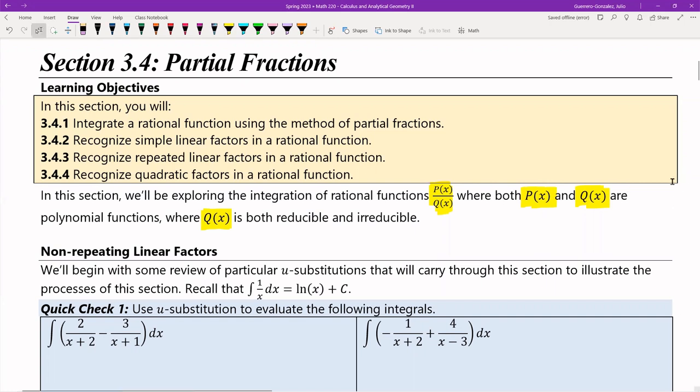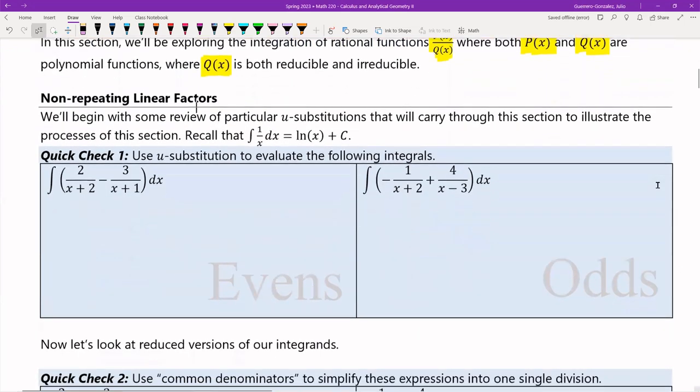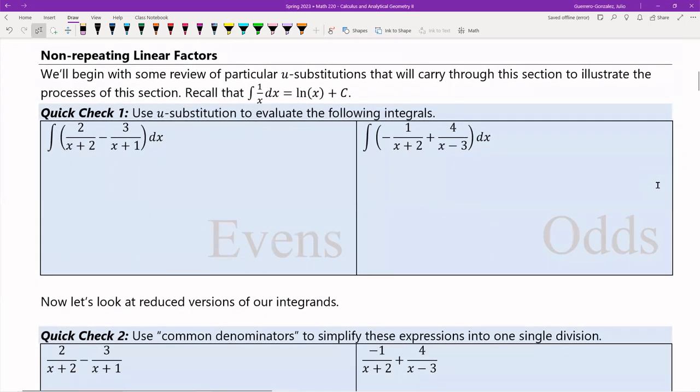Right off the bat, I'm going to have you do a quick check. This one deals with just non-repeating linear factors. So these are supposed to be really quick right now. At this point, it's a simple U substitution, and they're all going to have a bunch of ln's in it. So go ahead, try these out, and get some answers for them.